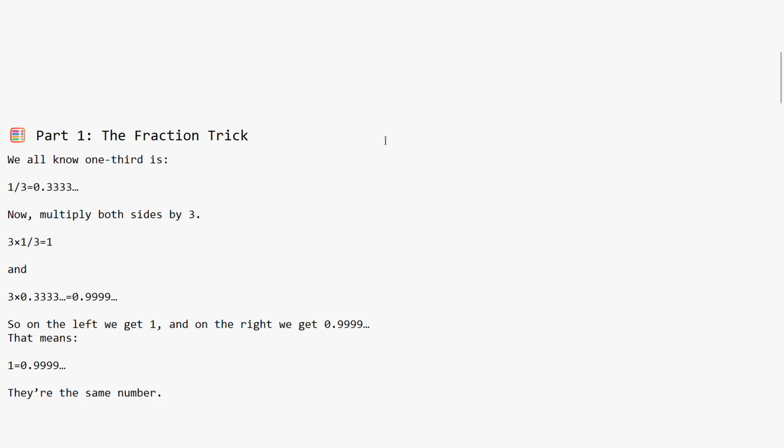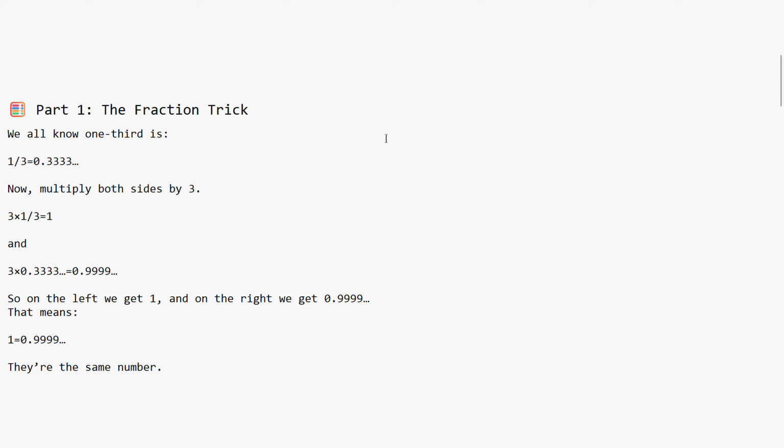So, first, we are going to explore the fraction trick. So, we all know 1/3 is 1/3. Well, it's 0.333 repeating in decimals. And now, when we multiply the fraction by 3, we get 1. And when we multiply the decimal by 3, we get 0.9999. So on the left, we get 1, and on the right, we get 0.9999, which means that 1 is equal to 0.9999 repeated. They are the same number.